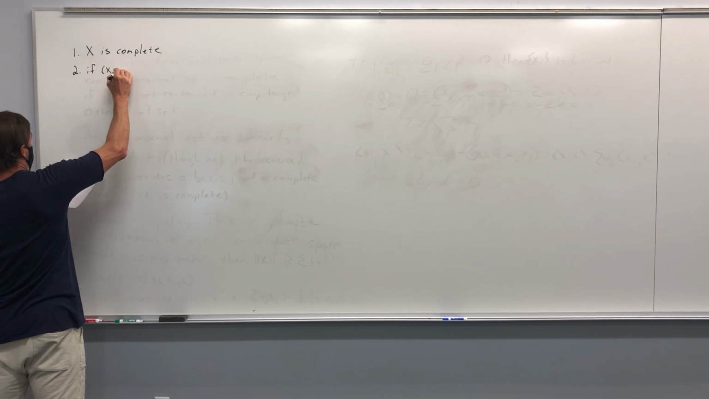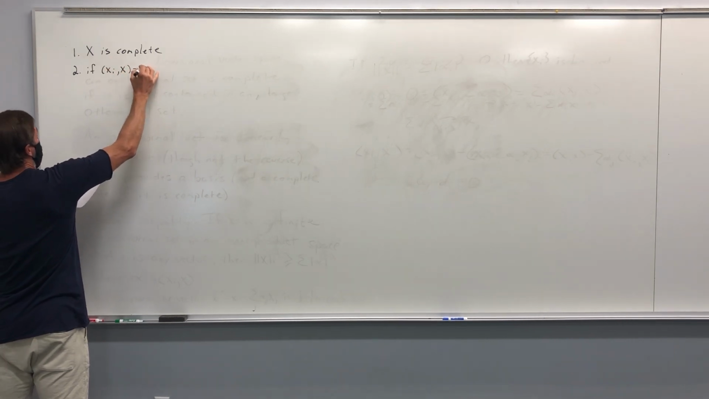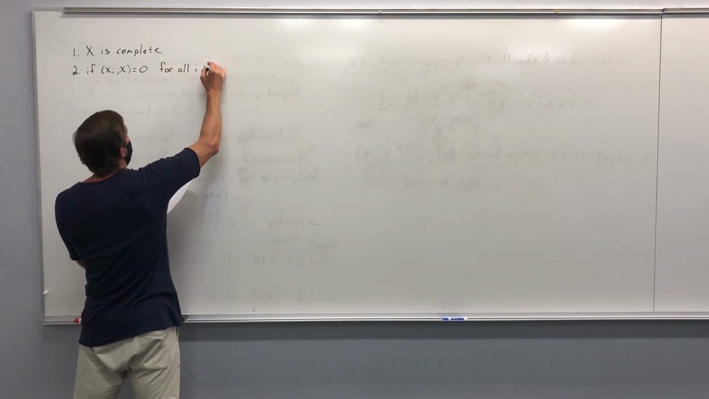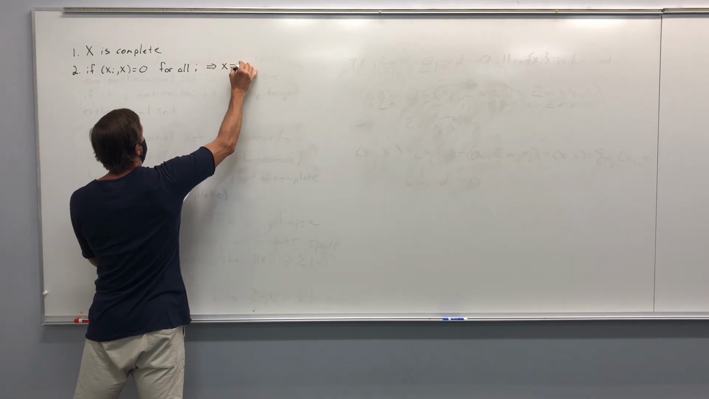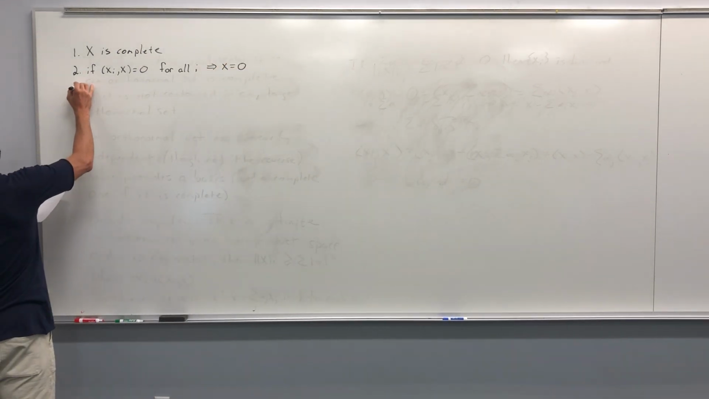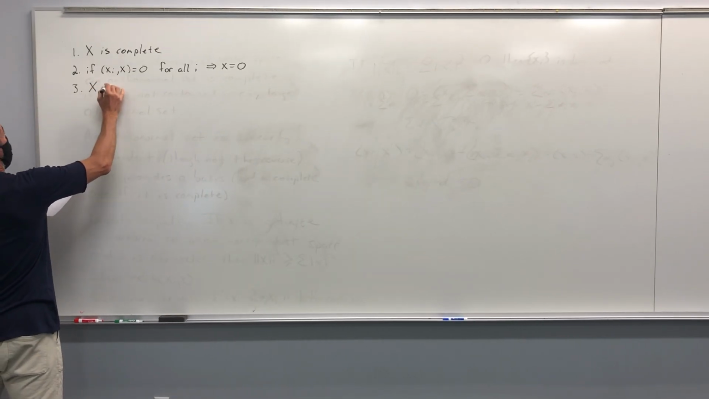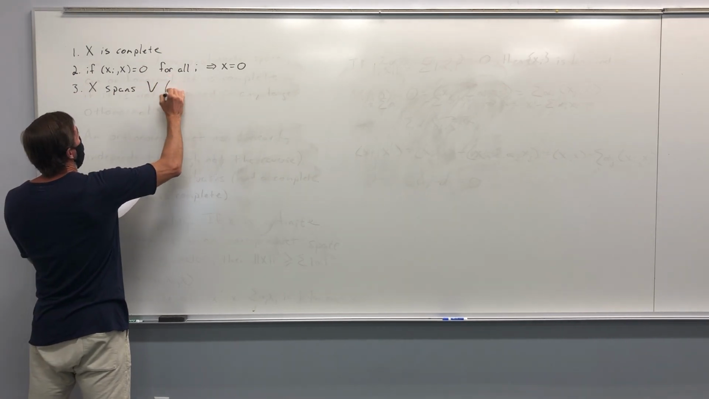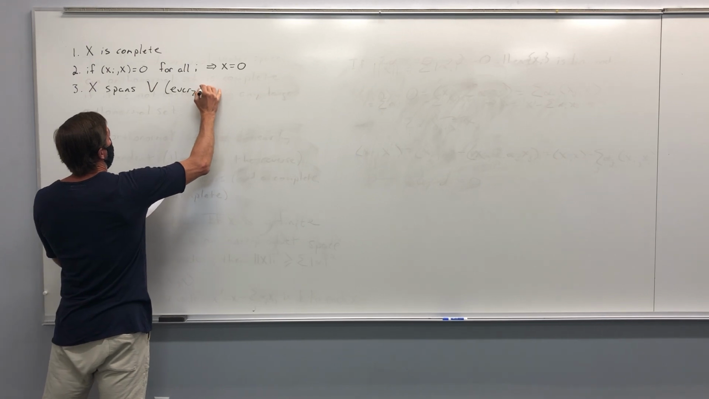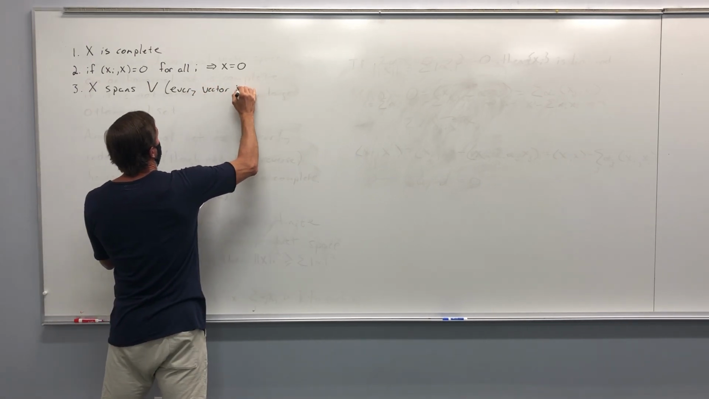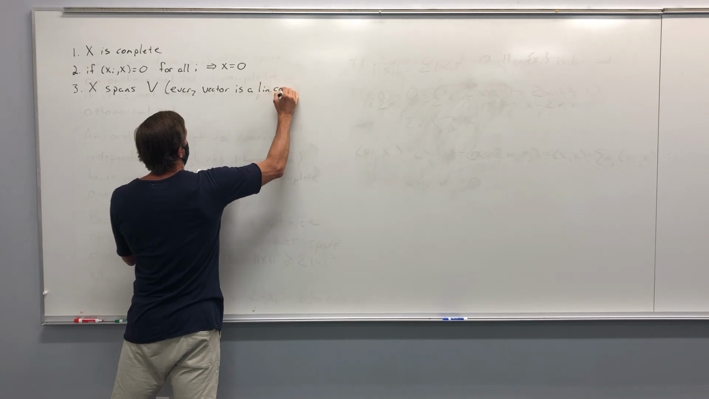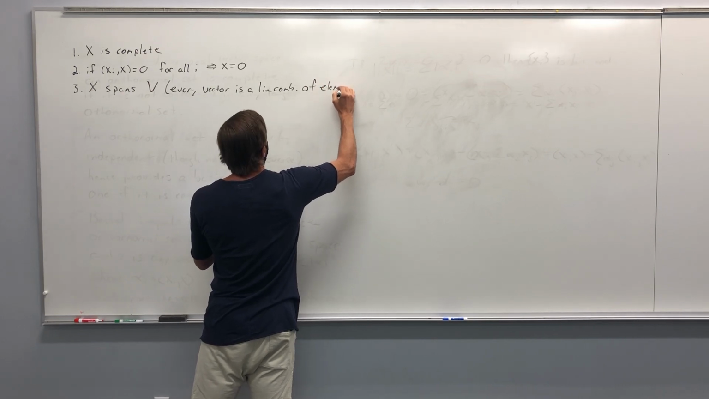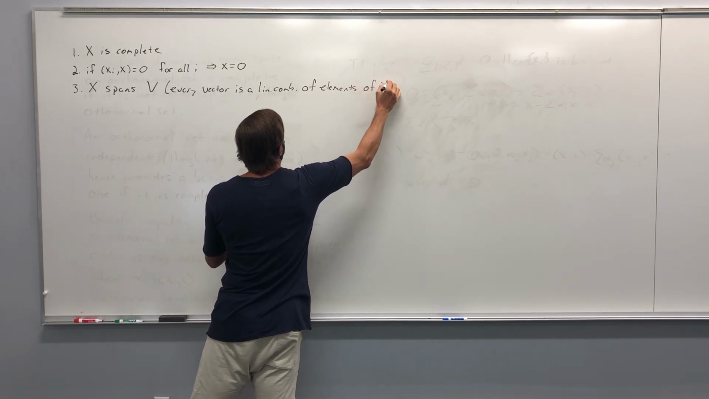2, if the inner product of xi with x equals 0 for all I implies that the vector x equals 0. 3, if X spans the space. That is, every vector is a linear combination of elements of X.